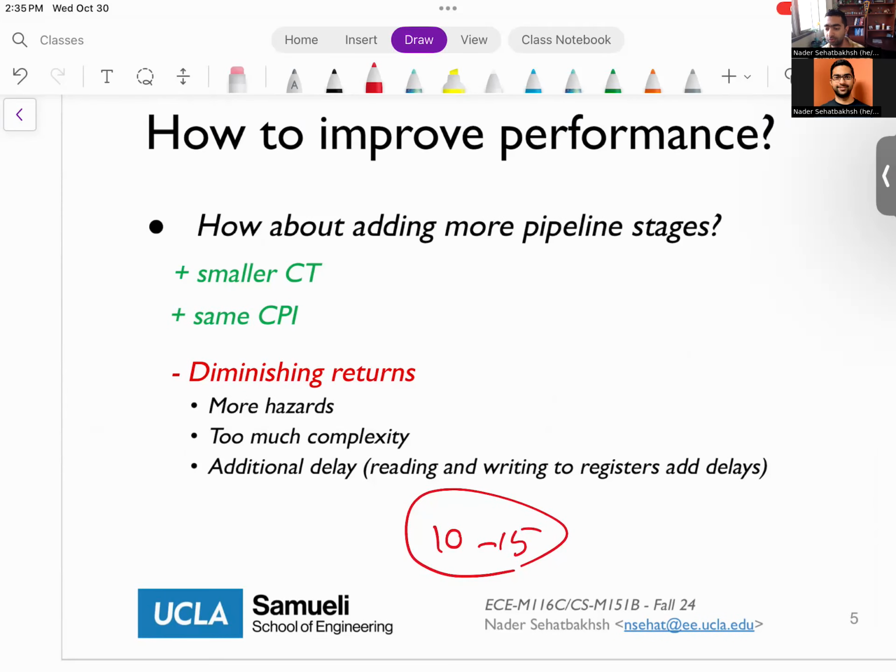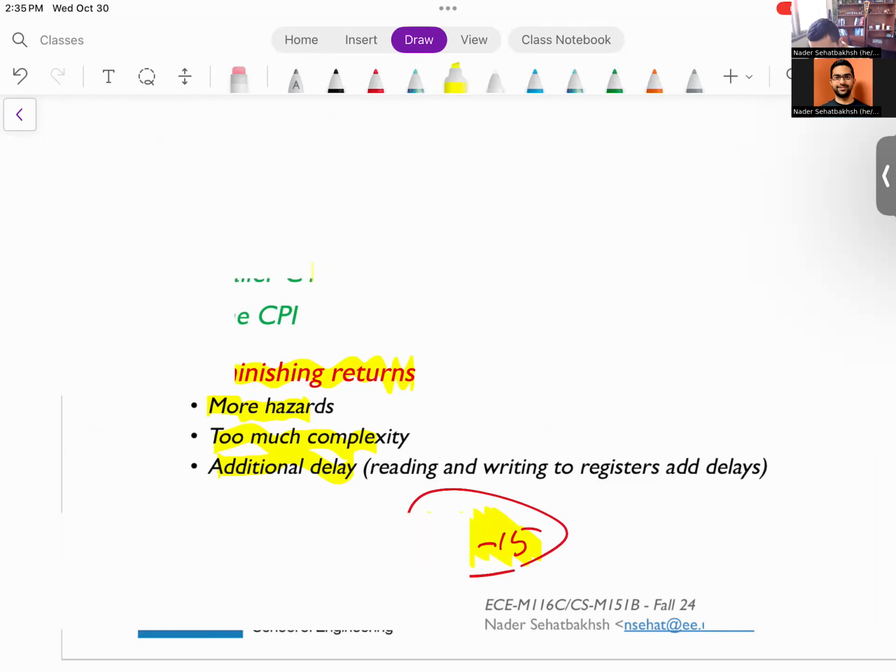Okay. So one question would be, why don't we add more and more pipeline stages? That way we can at least reduce CT. The problem with that is that we're going to have what we call diminishing returns, which means that as we add more and more pipeline stages, at some point we're going to get more hazards, too much complexity, and additional delays. As a result, modern processors only stay somewhere between 10 to 15 pipeline stages. They're not going to go beyond that, for the reasons I'm showing you here. Beyond that, it's not going to really help us with making CT smaller.